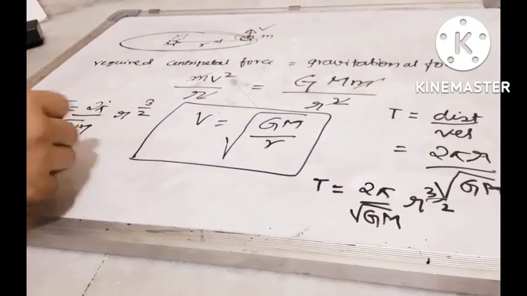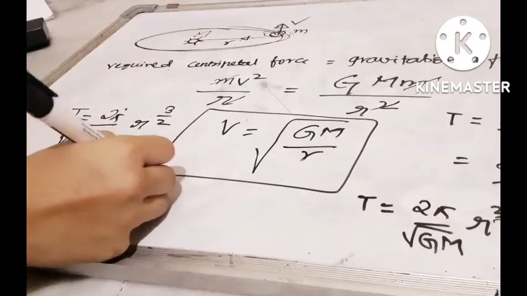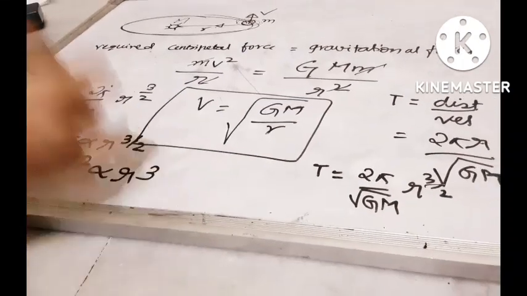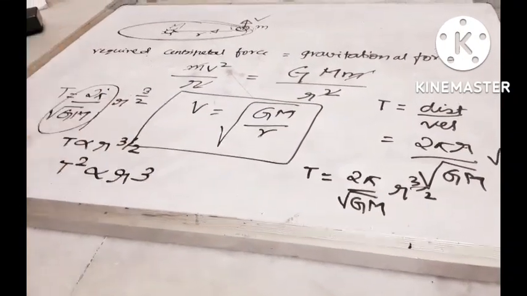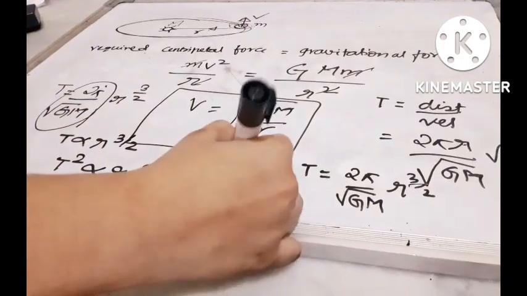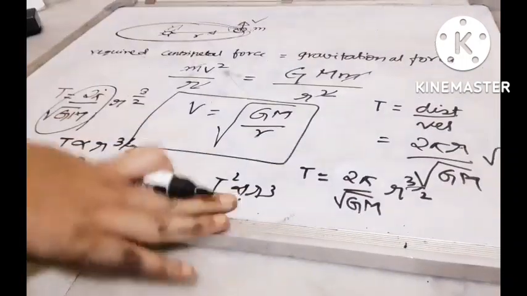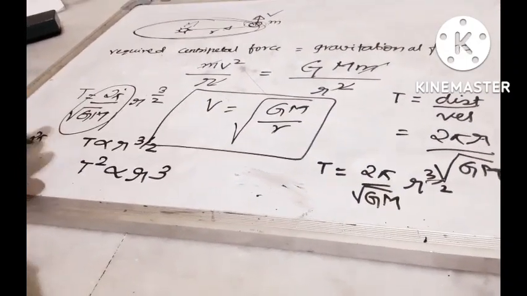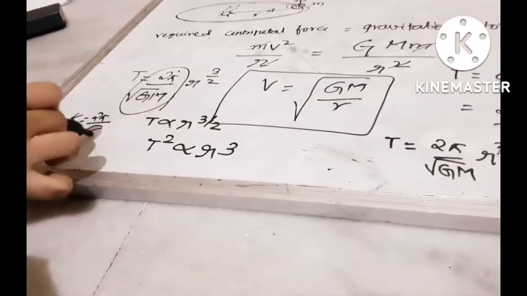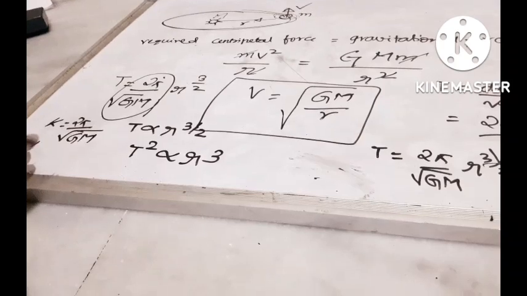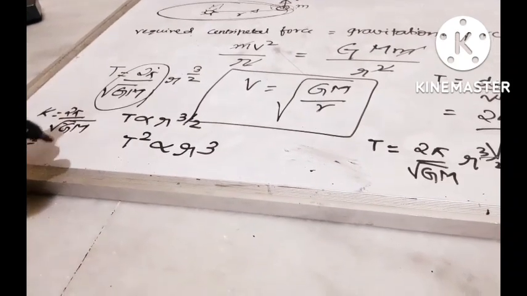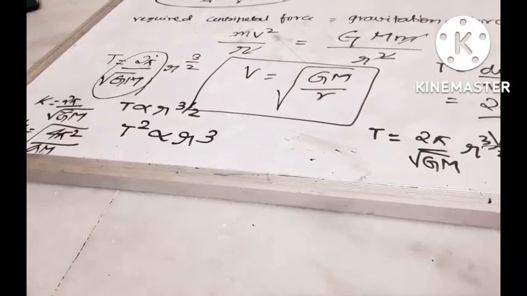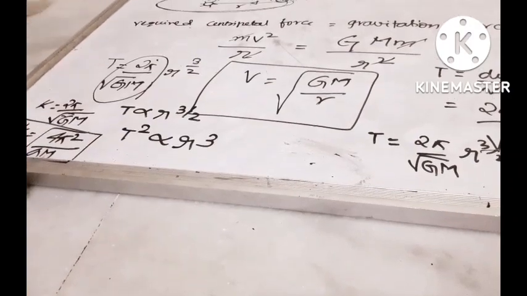So from here you can say time is directly proportional to r to the power 3 by 2, or time square is directly proportional to r cube. So what was the proportionality constant? Sometimes this may be the question, what is the proportionality constant if they ask you? That will be 2 pi by under root GM, or you can say if you take the root inside, it will be 4 pi square by GM.